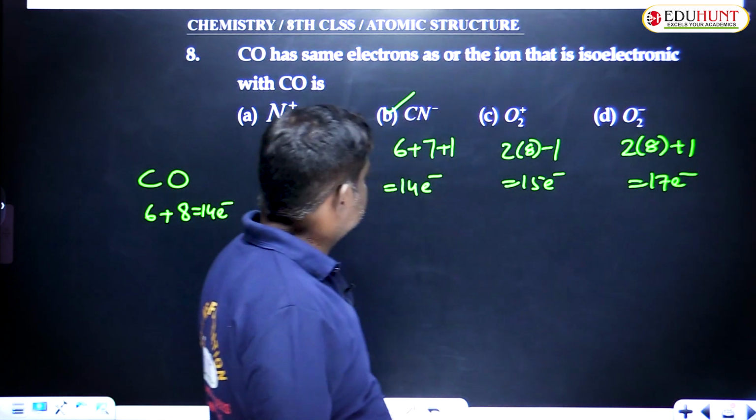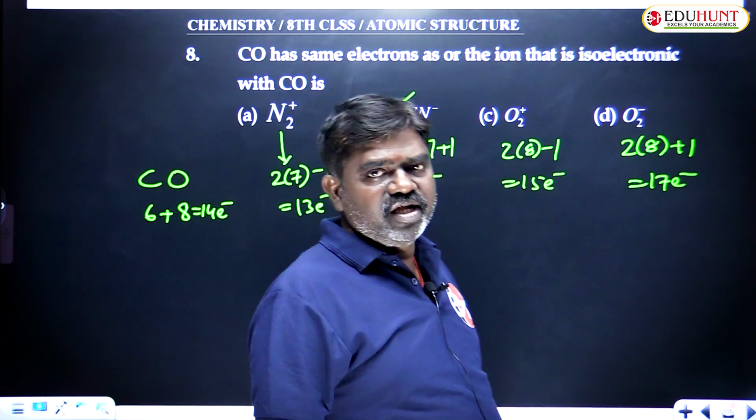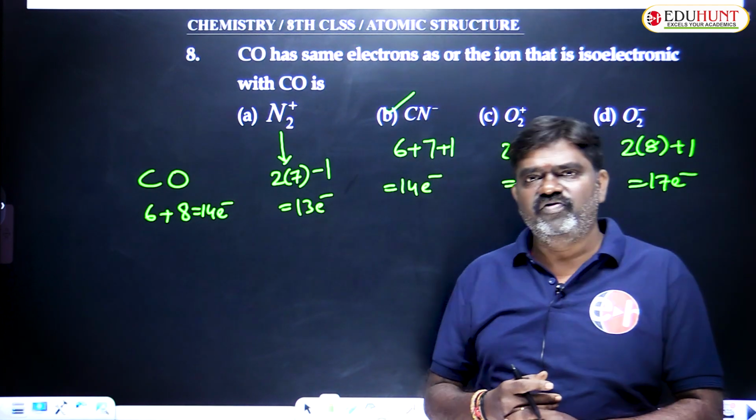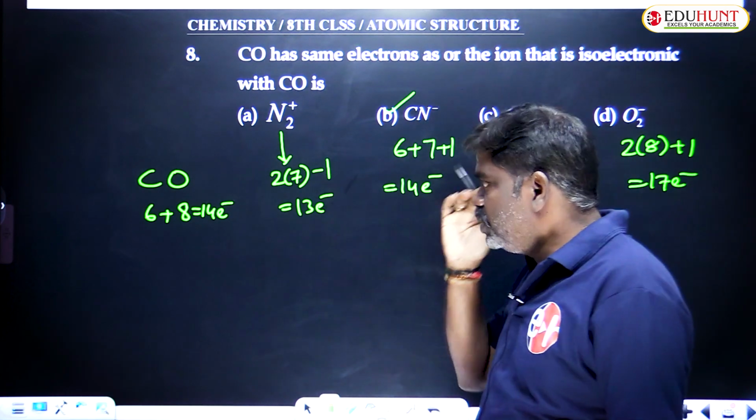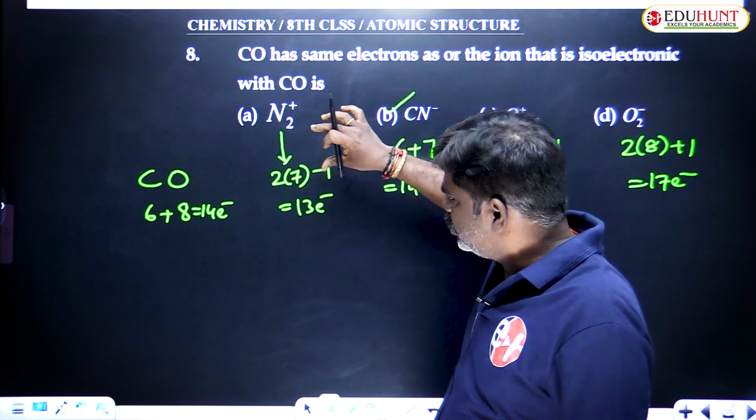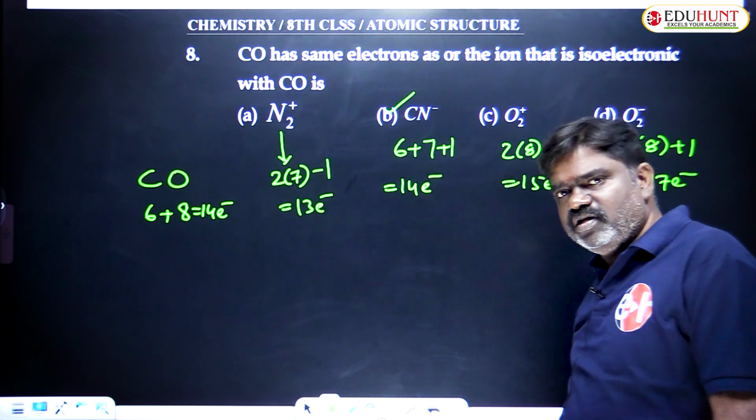So what is the answer? CN minus is the answer. CO contains 14 electrons and CN minus also contains 14 electrons. So the number of electrons is equal, so CO is isoelectronic with CN minus.